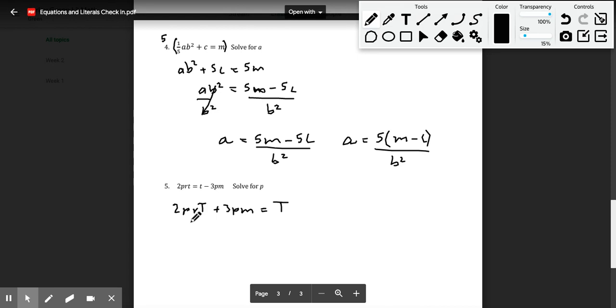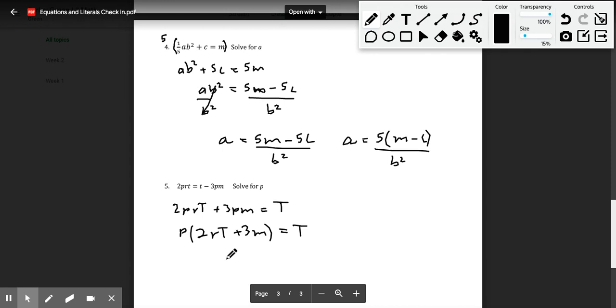Now, I want to get P by itself. We have a problem here. The problem is it's in two different terms. So I'm going to factor out a P using the distributive property. If I take a P out of this first term, I have a 2RT remaining. And if I take a P out of this one, I'm left with 3M remaining. And that, my friends, is equal to T.